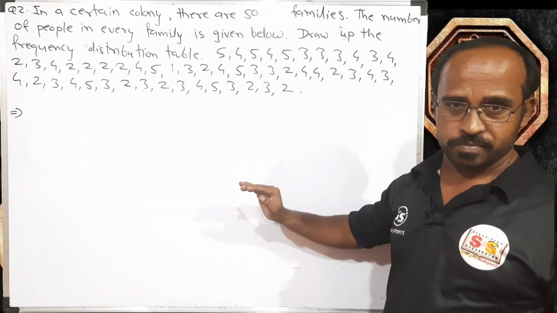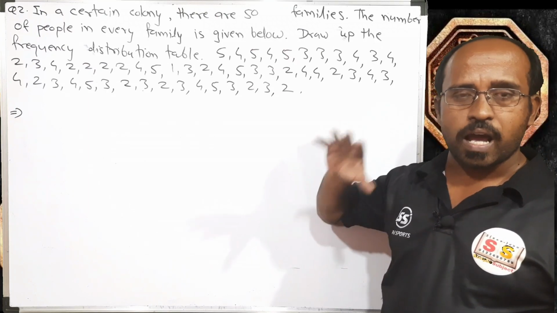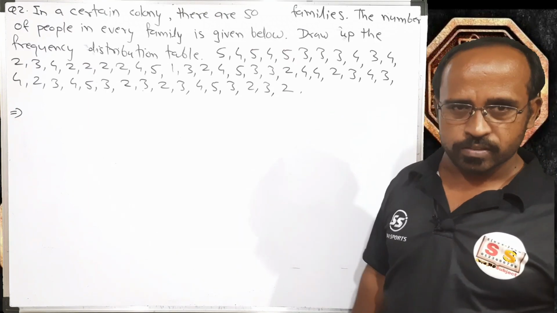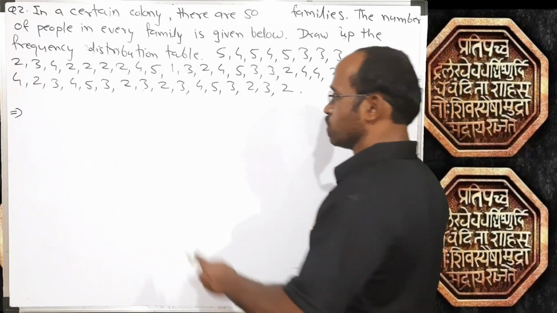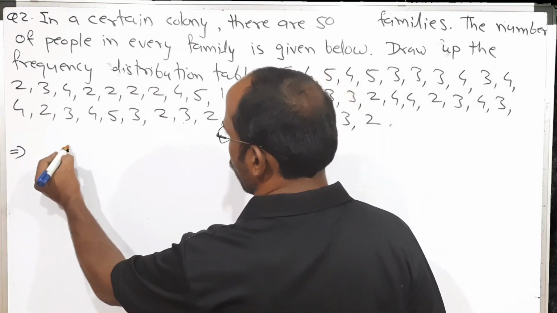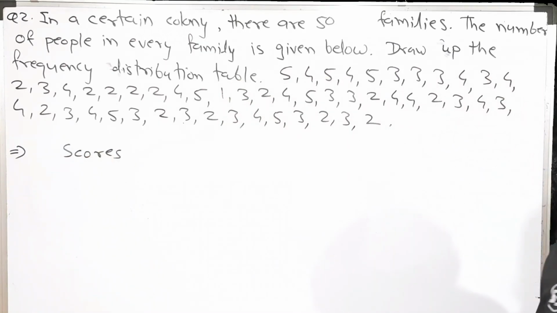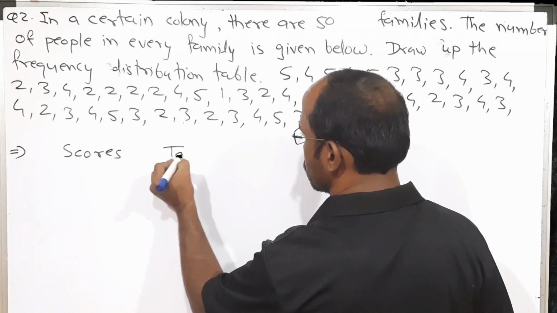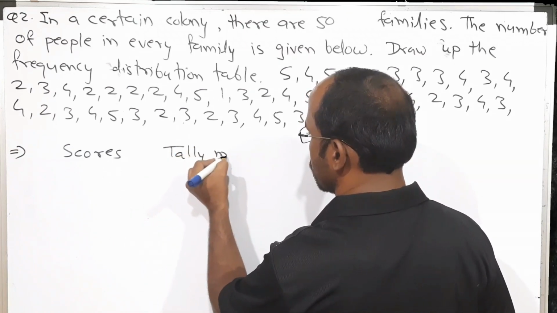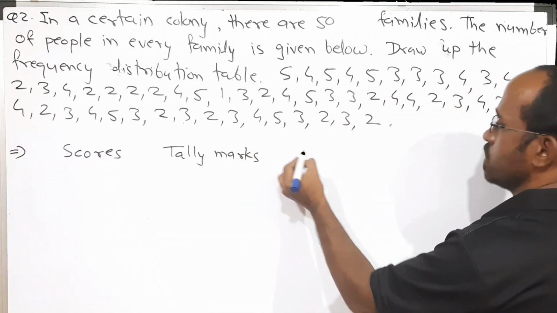Students, this year, in the 7th standard, you are asked to draw only the frequency distribution table, which contains only 3 columns. Easiest columns, what are those? I will tell you what you are supposed to write in each column. First column is scores, second column is tally marks, third column is frequency.